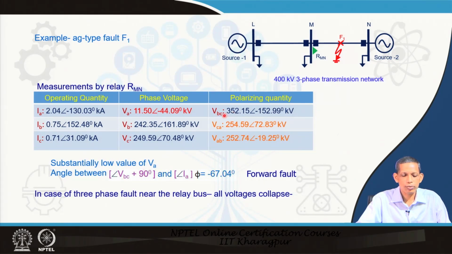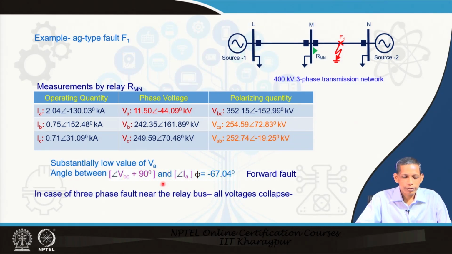Then in that case, whatever angle we have for VBC, we add 90 degrees to it, and then we compare with IA to compute phi. The phi angle is nothing but the angle of IA minus the angle of this combination. Then we get the angle to be minus 67.04 degrees, and this angle is negative, indicating this is a forward fault, which conforms to our simulation for the F1 fault.